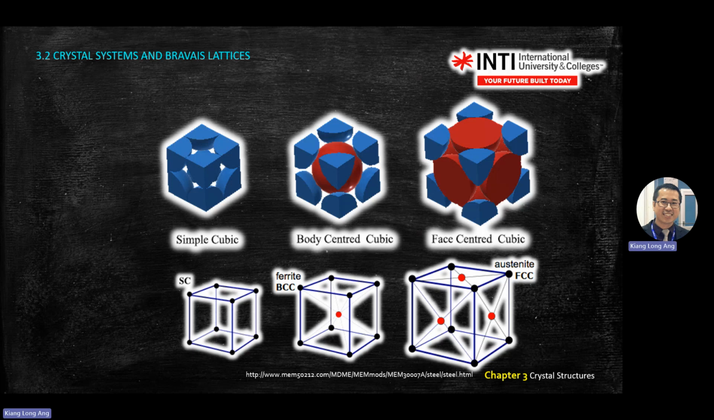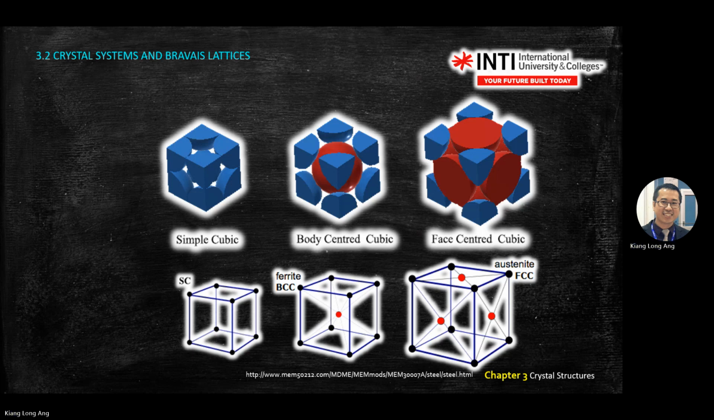Second, body-centered. Body-centered means inside the body there's something. For this case, you have 1 red sphere at the center of the cell. So the number of atoms inside BCC will be 9 atoms or 9 spheres. Body means something inside the unit cell. You have 9: 4 at the top, 4 at the bottom, and 1 at the center.